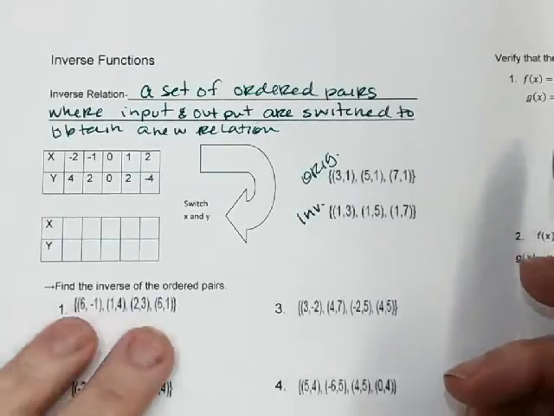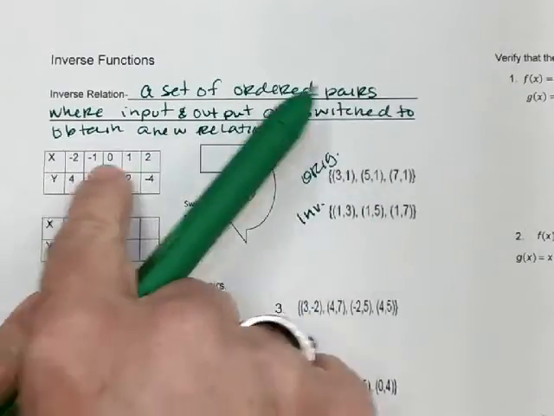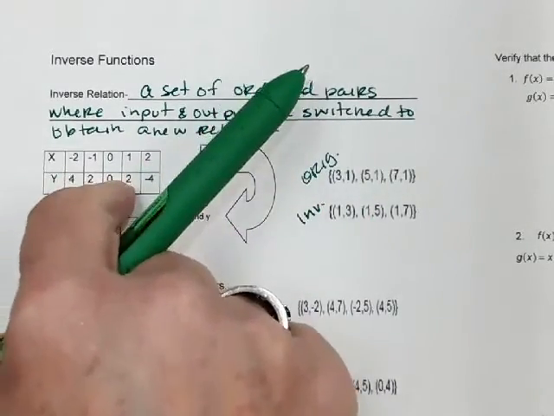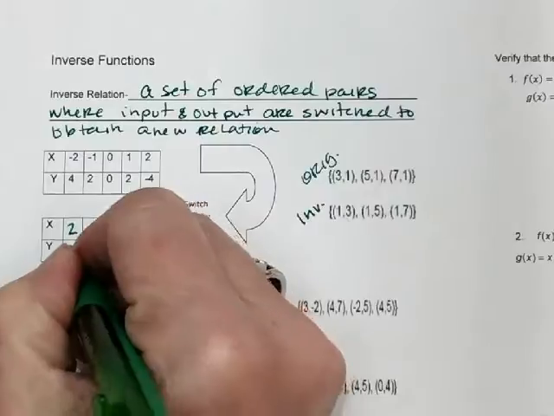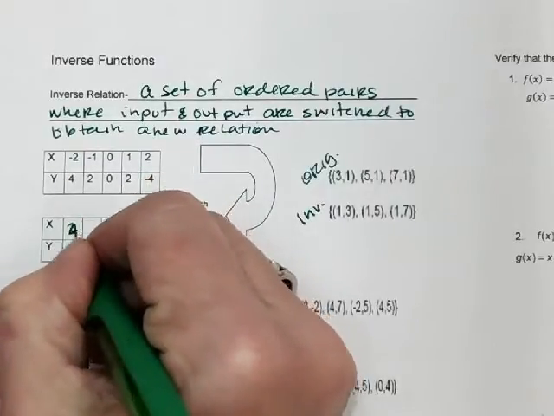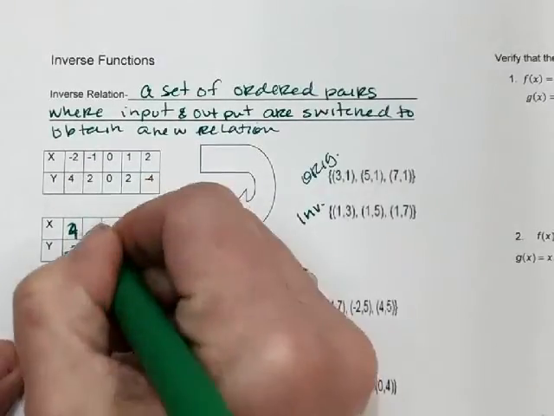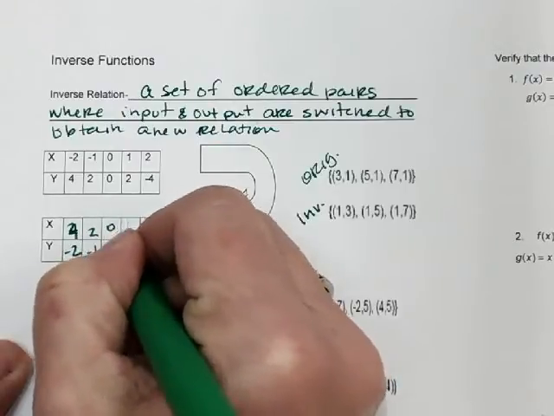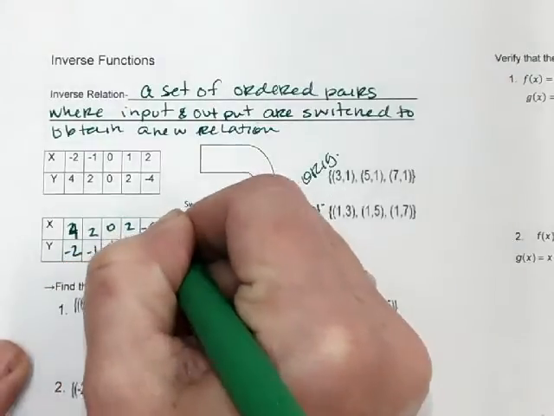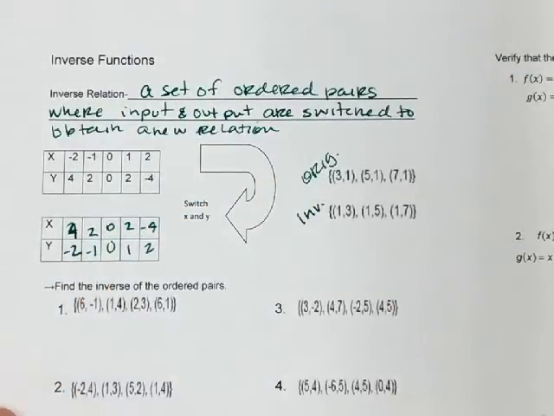So if I give you a table and I ask you to find the inverse of this relation, you just switch the x and y values. Sorry, that should have been a 4 and that should have been a negative 2. 2, negative 1, 0, 0, 2, 1, and negative 4, 2. That's all you do to find an inverse relation from a table.